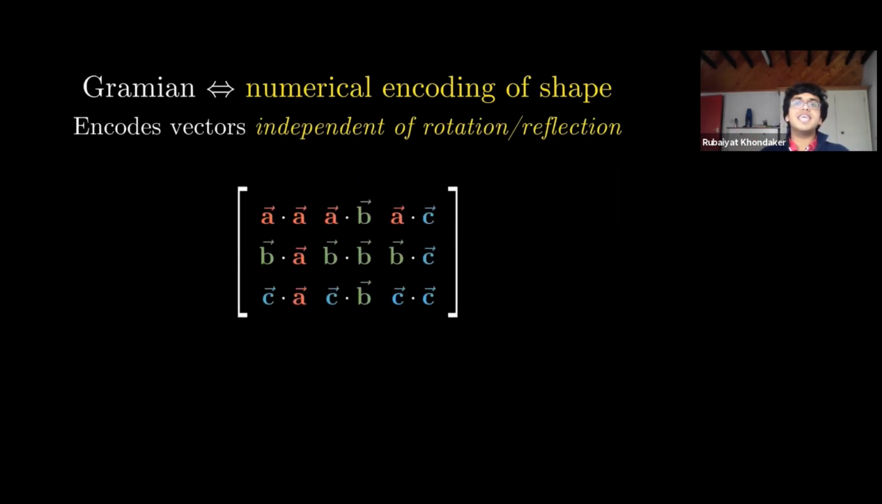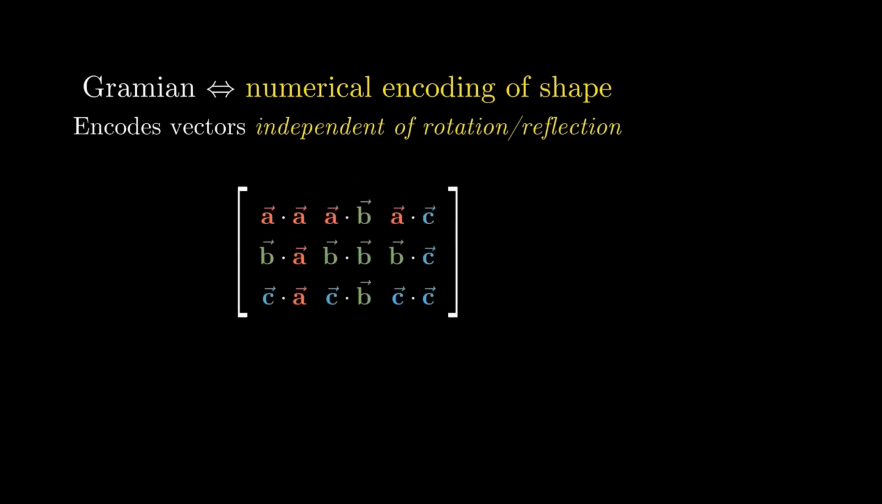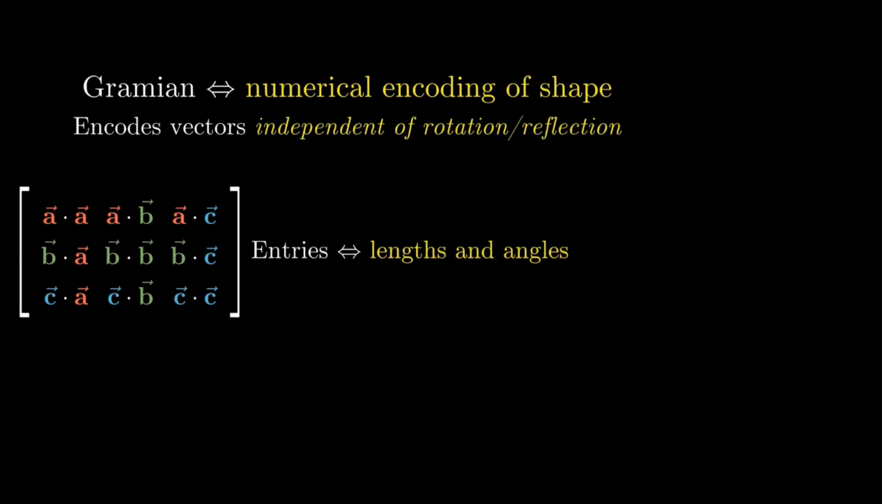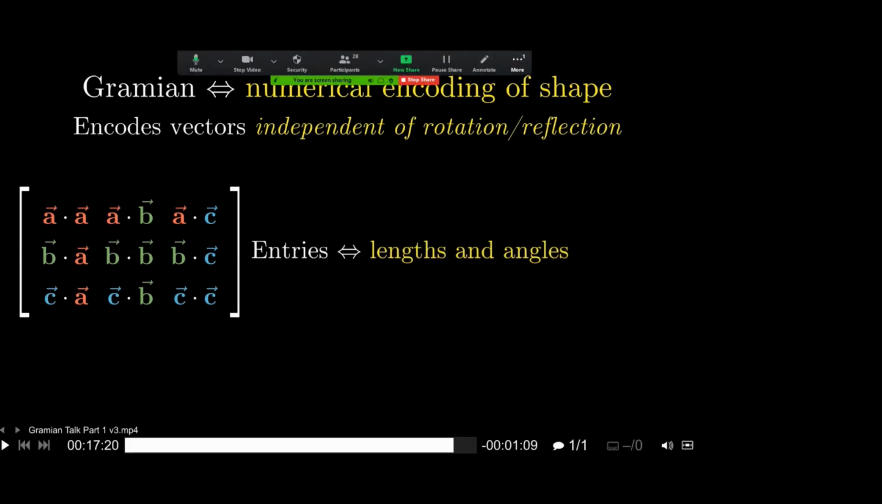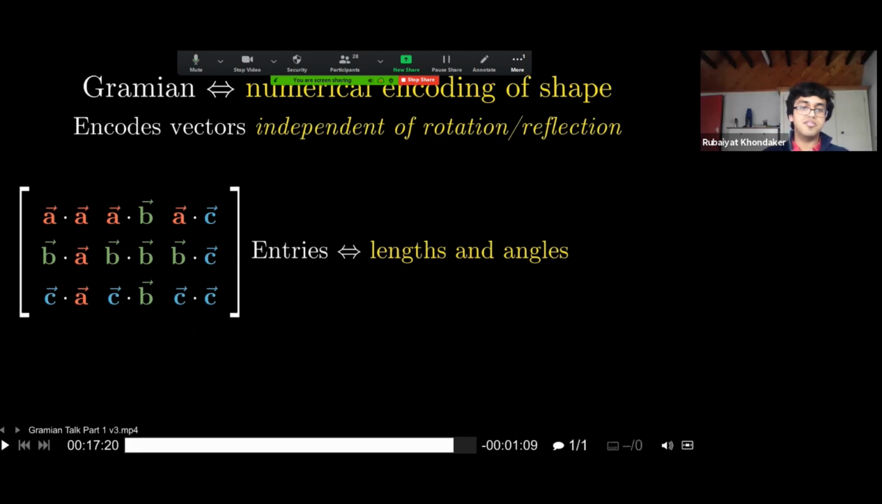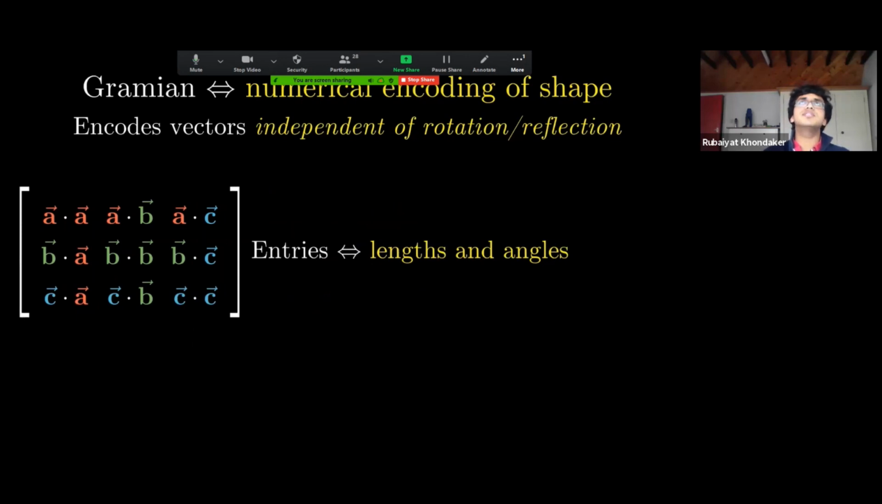But if you actually take a look at the entries of the Gramian, this makes a lot more sense. Because what are the entries? Well, they're basically the lengths and angles, right? I mean, the diagonal entries, this is the length of A squared, from which you can figure out the length of A, length of B, length of C. And once you know the length of A, B, and C, you can figure out A dot B, that's length of A times length of B times cosine of the angle between them. So you can use an inverse cosine to figure out the angle between A and B.